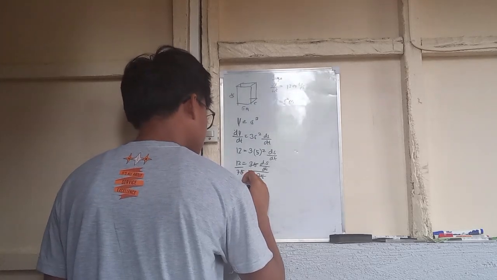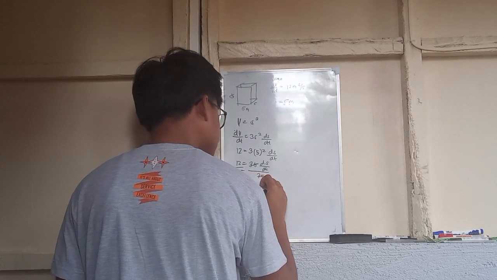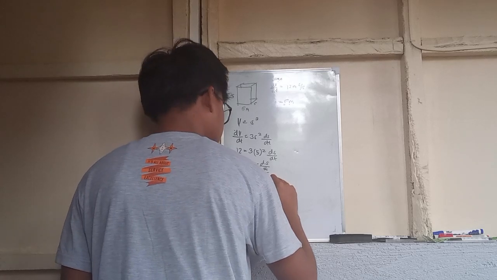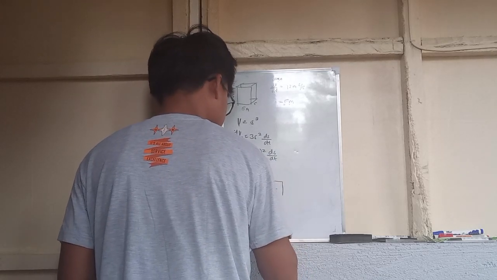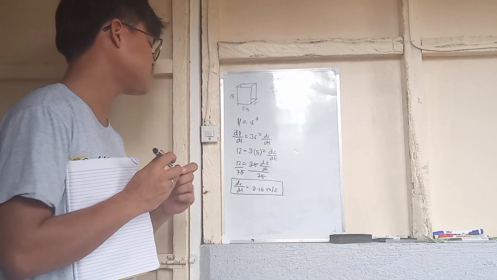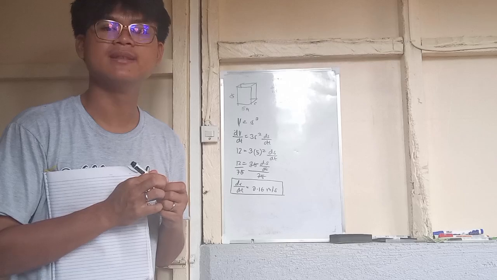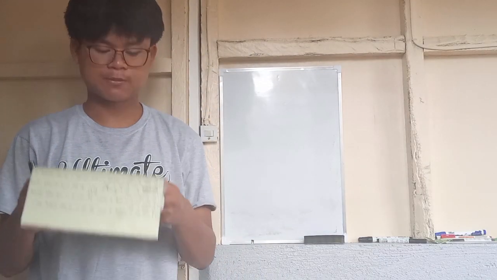Then we can get the value of ds over dt as 0.16 meter per second. So now we have the final answer of the rate of the side as 0.16 meter per second. So we'll proceed to the next problem.